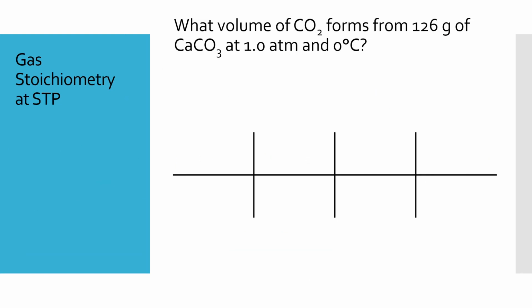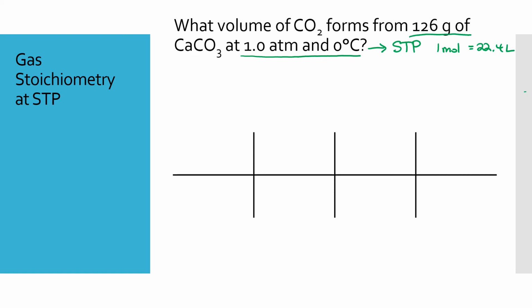So we have our next problem in the notes. It says, what volume of carbon dioxide forms from 126 grams of calcium carbonate at 1 atm and 0 degrees Celsius? Seeing this, I already know it is at standard temperature and pressure. And again, we can relate 1 mole is equal to 22.4 liters. That again means if I see L, I automatically put down 22.4.